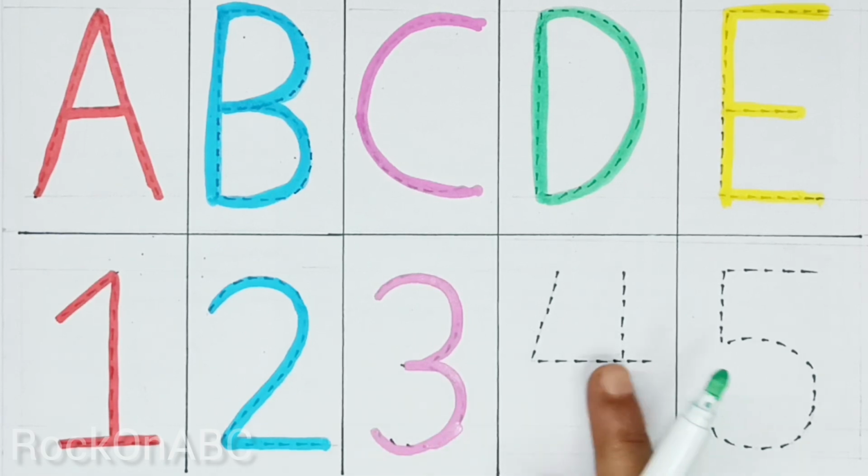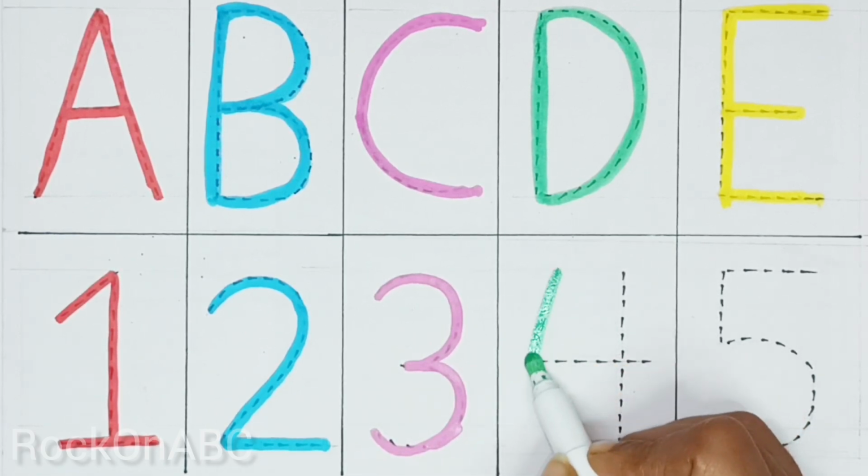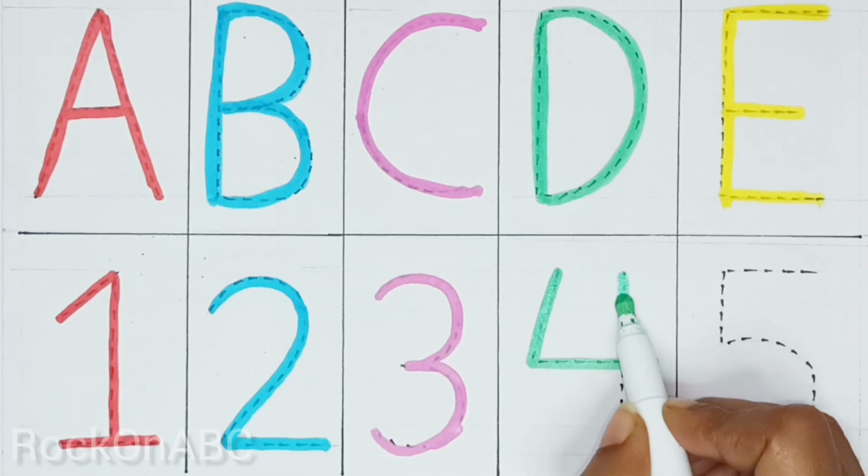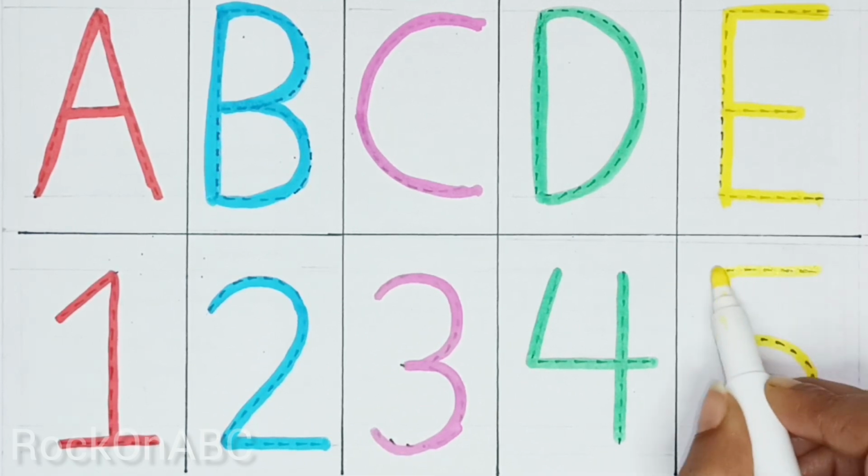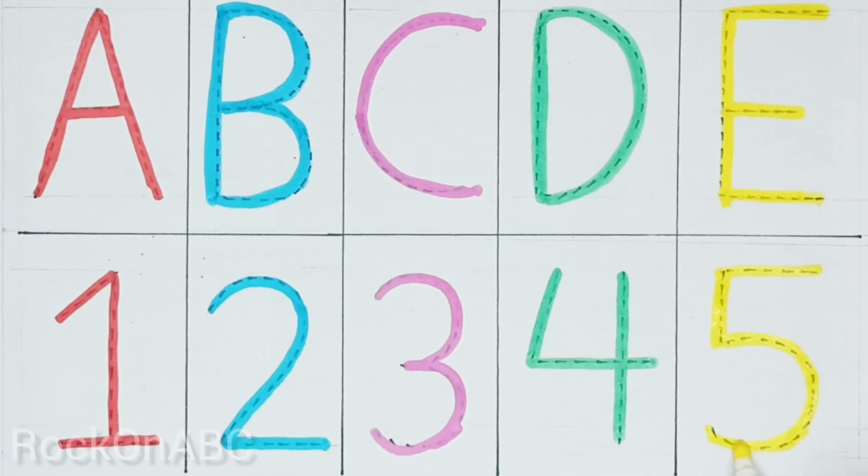Now I will draw number 4 with green color. Number 4, green color. Yellow color number 5. You have completed from 1 to 5. 1 red color, 2 blue color, 3 pink color, 4 green color, 5 yellow color.